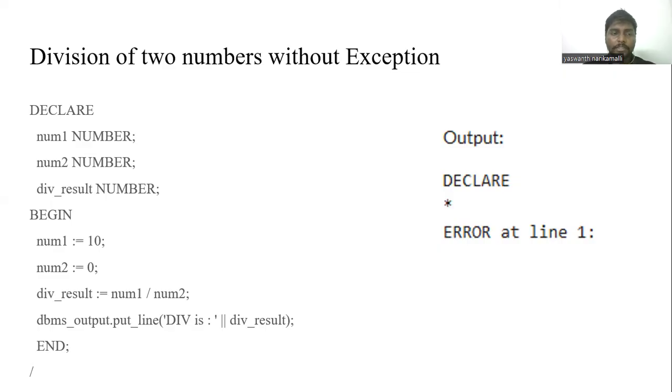Num1 value is 10. To assign a value to a variable, in general programming languages we use the single equals, the assigning operator. Whereas in PLSQL, we have to use colon equals. Colon equals is the assigning operator in the PLSQL block. Here we are assigning 10 to the variable num1, and 0 to num2.